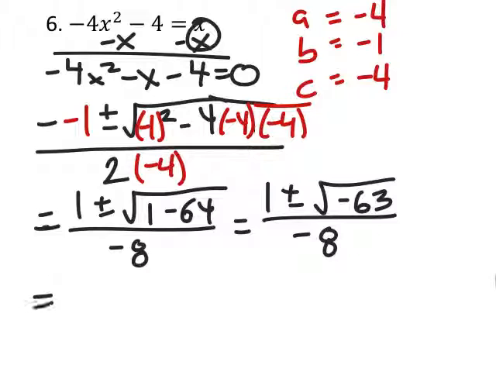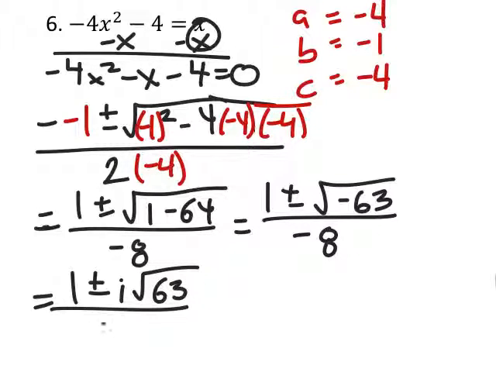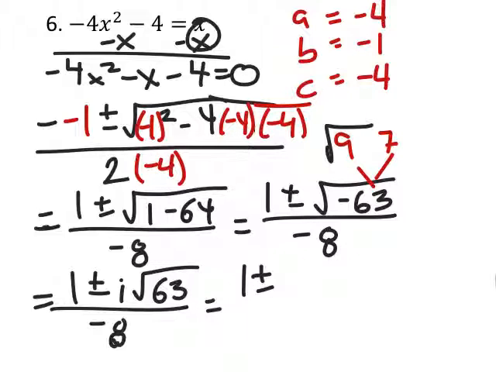I'm going to start working. I'll move it down here. We got 1 plus or minus i, square root of 63, all over -8. Well, 63 can be split up into a 9 and 7. So I'm actually going to end up splitting that up even more, because the square root of 9 is 3. So I'd have 1 plus or minus, I'll make that a 3i, square root of 7 all over -8.